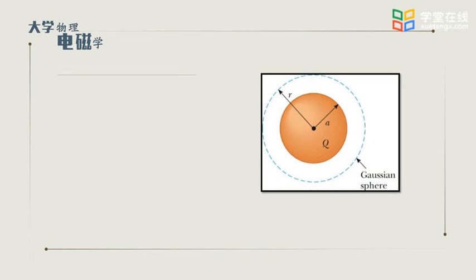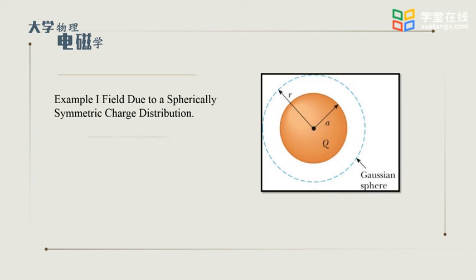Here is an insulating solid sphere with a radius a, which has a uniform volume charge density ρ and carries a total positive charge Q. Please find the electric field in space. Firstly, we shall analyze the symmetry of the electric field due to this charge distribution to see if Gauss's law could be employed to calculate the electric field.